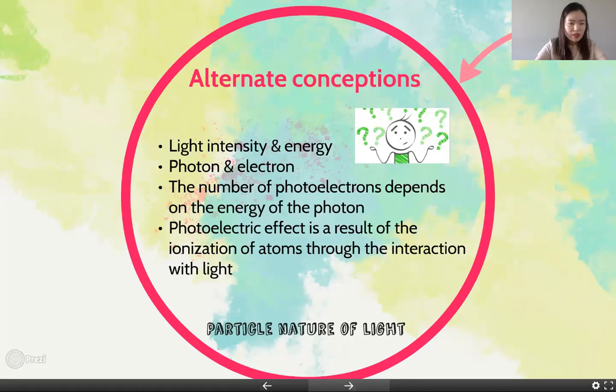The second alternate conception is related to the confusion between photons and electrons. Some students might think a photon is a charged object and Ohm's law is responsible for the photoelectric effect. This might be because some students intend to relate this concept with a more familiar concept to them, which is electron. Another alternate conception is that the number of photoelectrons depends on the energy of the photon. Students holding this alternate conception might think that one photon can interact with more than one electron, and hence eject more photoelectrons.